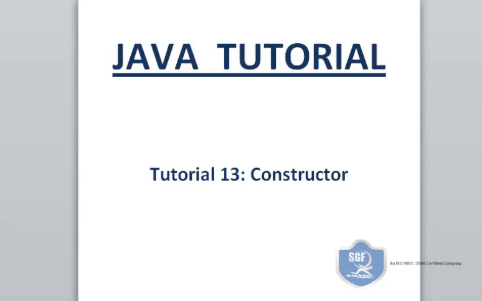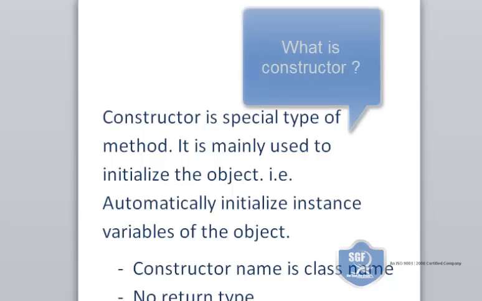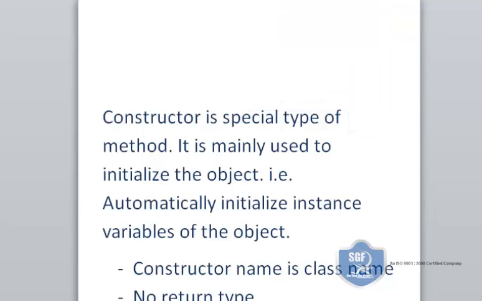In the previous tutorial we already studied the class, creating objects and the use of methods. In this tutorial we are going to study the constructor. First of all, what is a constructor? It is a special type of method. It is mainly used to initialize the object, which means automatically initializing the instance variables of the object.